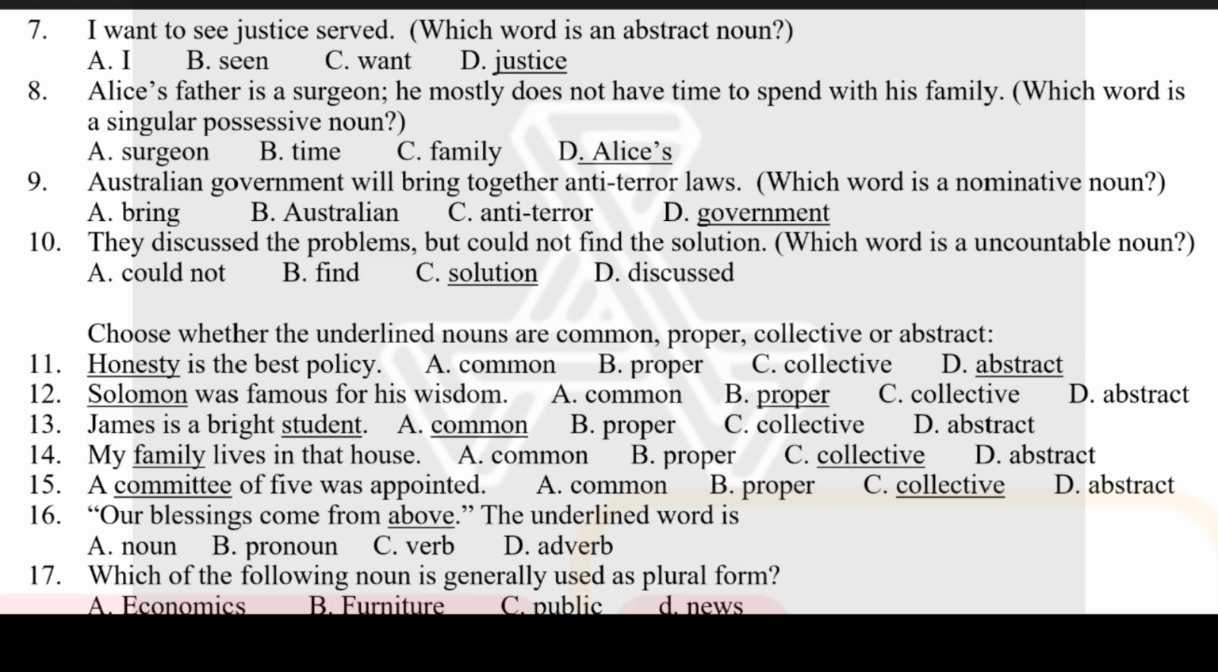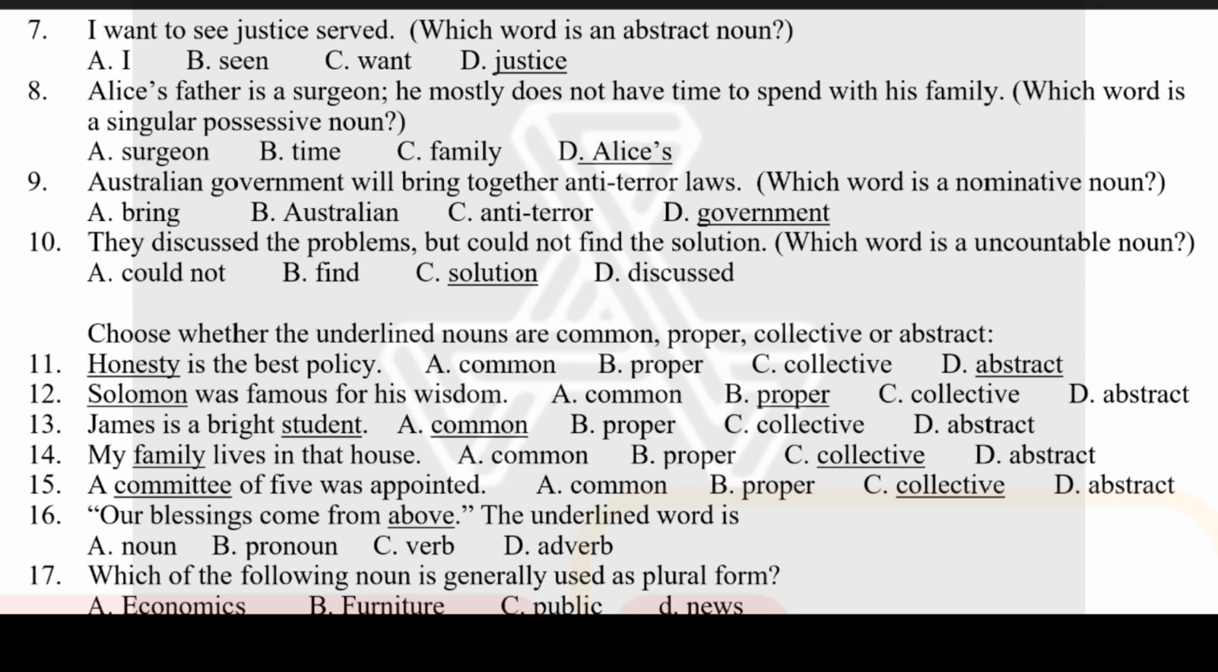Australian government will bring together anti-terror laws. Which word is nominative noun? Government. They discussed the problems but could not find the solution. Which word is uncountable noun? Solution.